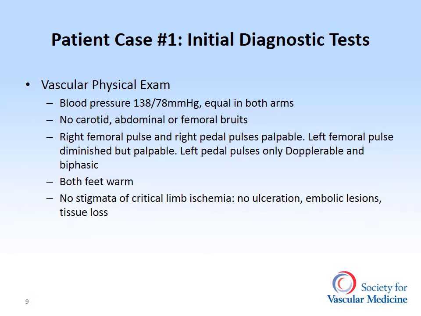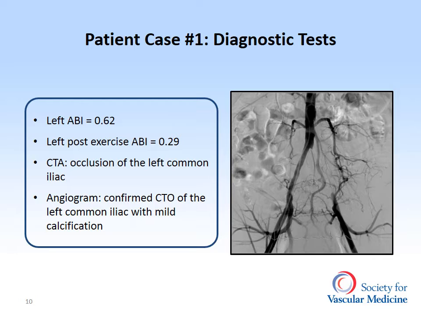On physical examination, right femoral pulse and right pedal pulses are palpable. His left femoral pulse is palpable but diminished, and his left pedal pulses are only dopplerable and biphasic. Both feet are warm, and there were no stigmata of critical limb ischemia. His left ABI at rest was 0.62, and after exercise 0.29.